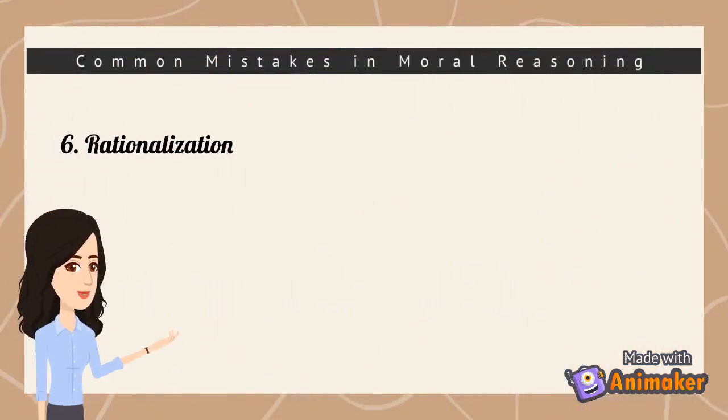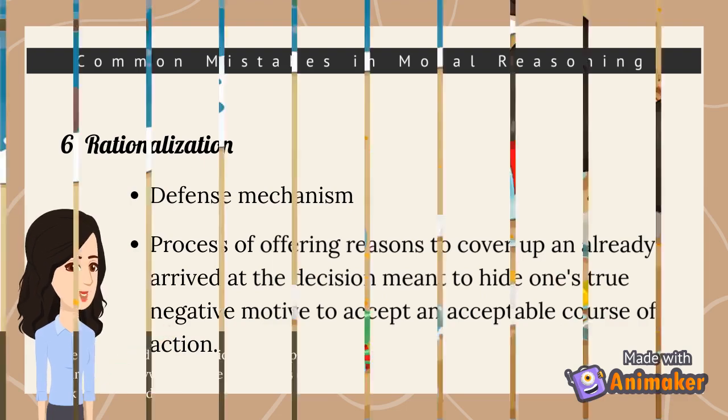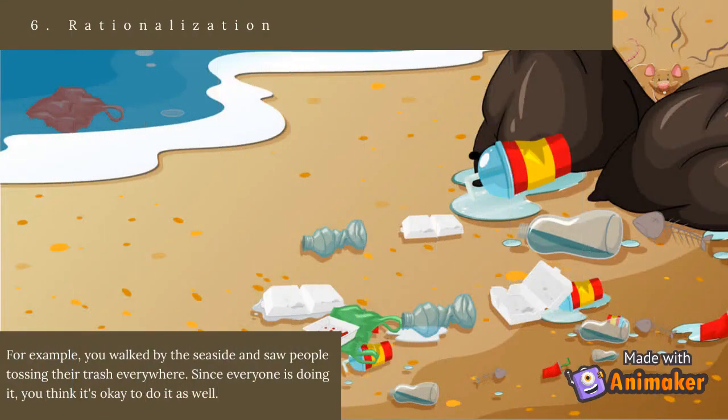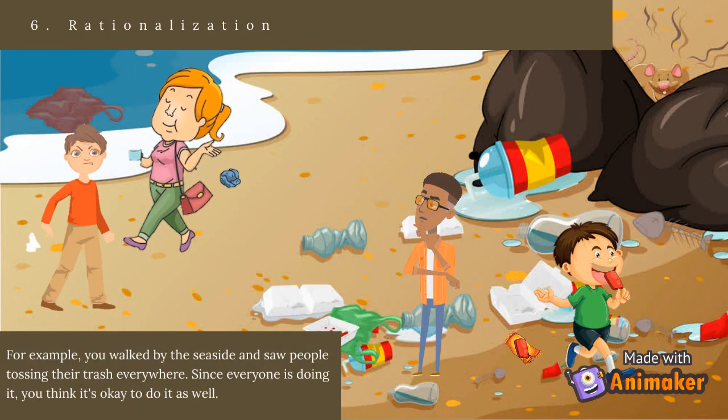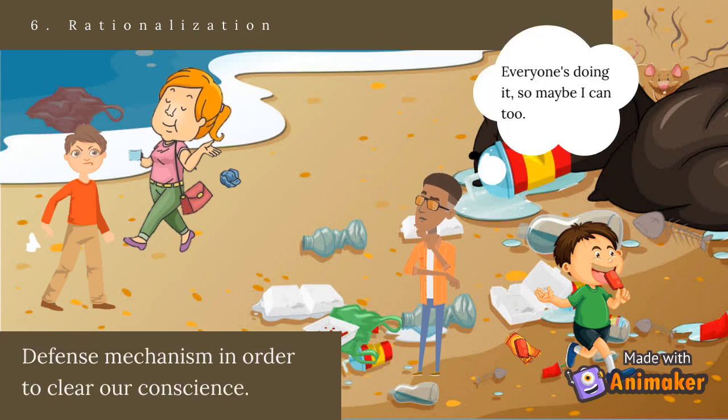Sixth is rationalization. It is also called a defense mechanism. It is the process of offering reasons to cover up an already arrived at decision meant to hide one's true negative motive, presenting it as an acceptable course of action. For example, you walk by the seaside and see people tossing their trash everywhere. Since everybody is doing it, you think it's okay to do it as well. The statement is used as a defense mechanism in order to clear our conscience.